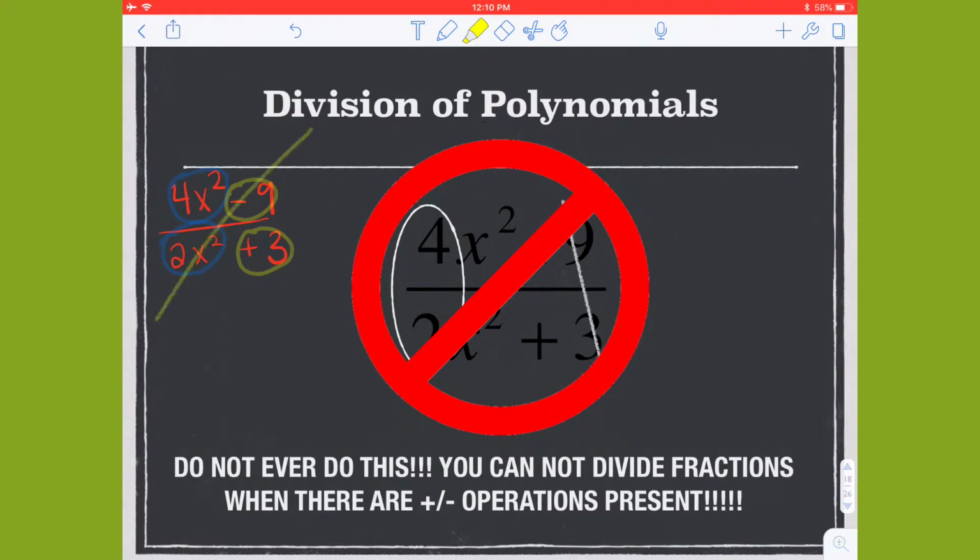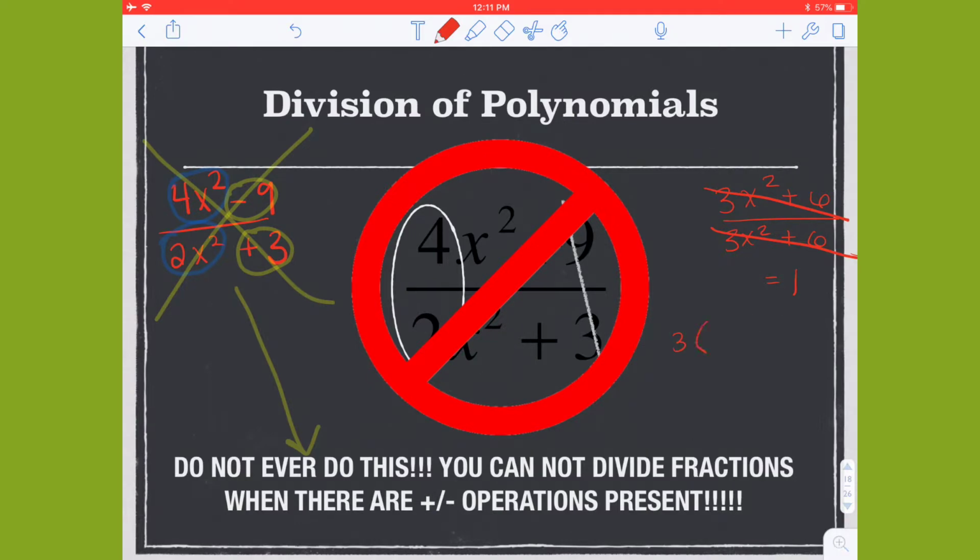But the idea is that you don't ever want to do this because you cannot divide fractions when there are plus or minus operations present. So you can only divide on top and bottom when you're thinking about a monomial term. You cannot divide out parts of a binomial or any polynomial. So you don't want to separate terms and try to cancel things out. You're not allowed to do that. You'll end up very far from the correct answer. So you actually have to have the same exact thing on top and bottom. So you could have something like 3x squared plus 6 all over 3x squared plus 6. And because you see the same exact thing on top and on bottom, then you could cancel that out.